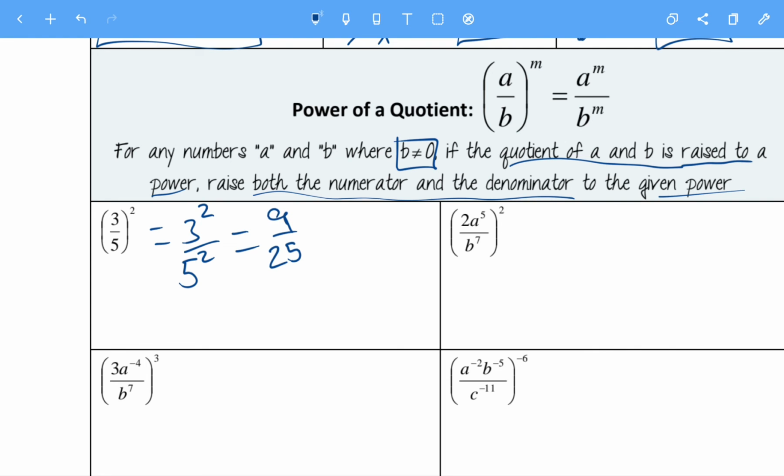Okay. Now here we do the same thing. We get 2a to the 5th over b to the 7th raised to the second power. So we're going to get 2a to the 5th, all raised to the second power, over b to the 7th to the second power. This becomes 2 to the second power, a to the 5 times 2 over b to the 7 times 2, which gives us 4a to the 10th over b to the 14th.